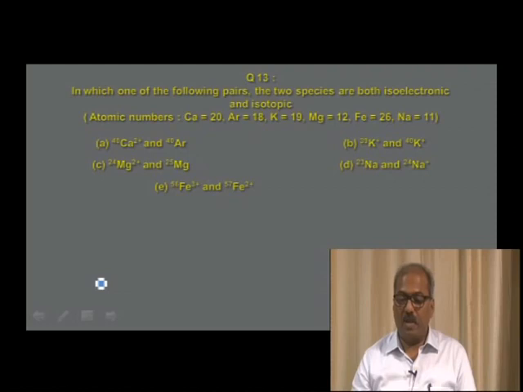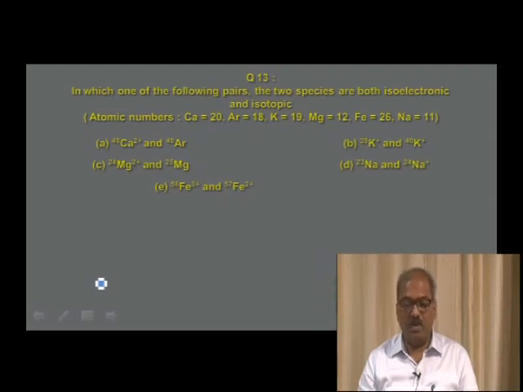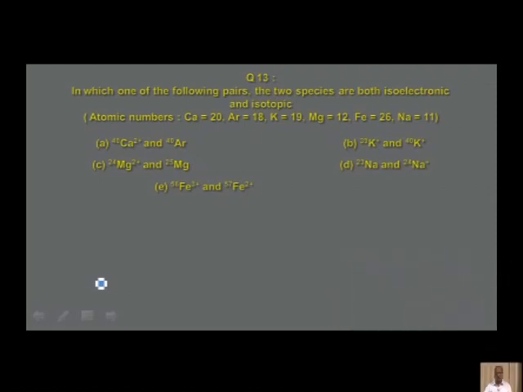Option B, K plus and K plus, both contain the same number of electrons, namely 18 electrons, therefore they are isoelectronic. And the number of protons in both potassium ions is 19 each, so the atomic number is the same and mass numbers are different; they are isotopic as well as isoelectronic. That is the correct answer for the question. The other options, magnesium ions, sodium ions and iron ions in options C, D and E, are all isotopic species, but they are not isoelectronic.